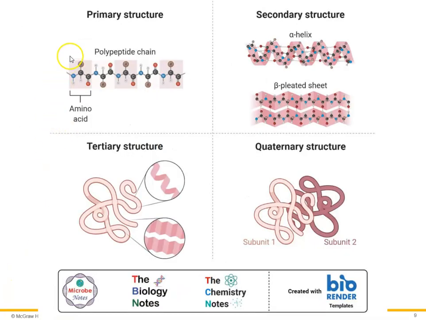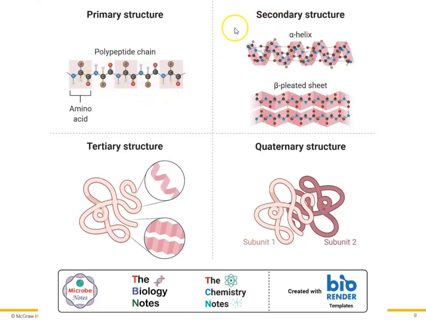All right, so here we're going to talk about primary, secondary, tertiary, and quaternary structure of proteins. The primary structure is just the sequence of amino acids that make up the protein. It's just which amino acid comes next, essentially.